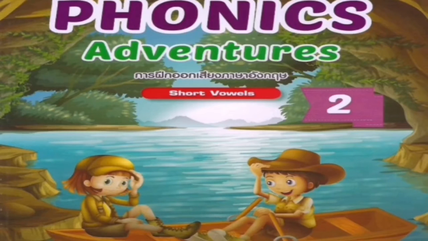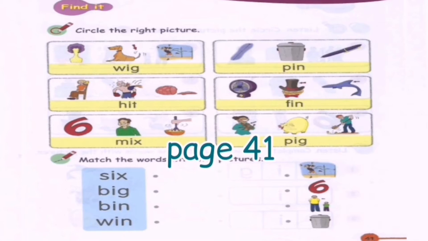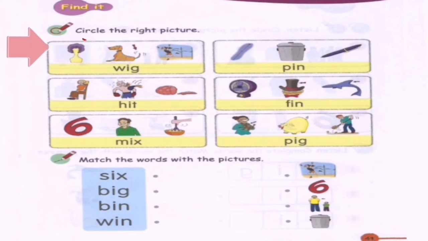And now, it's time to answer your workbook. Kids, open your workbook on page 41. On this page, there are two activities that you are going to do. First is to circle the right picture. And second is to match the words with the pictures. There are six boxes and there are three pictures in each box and one word.